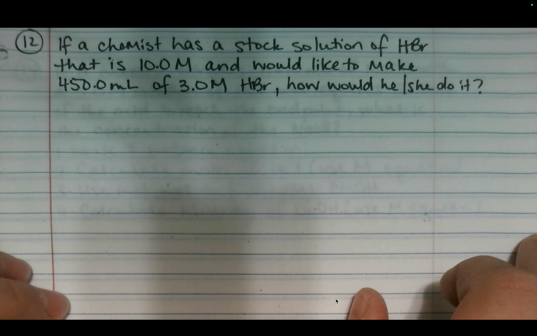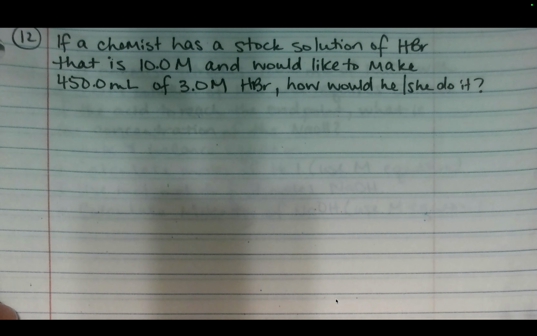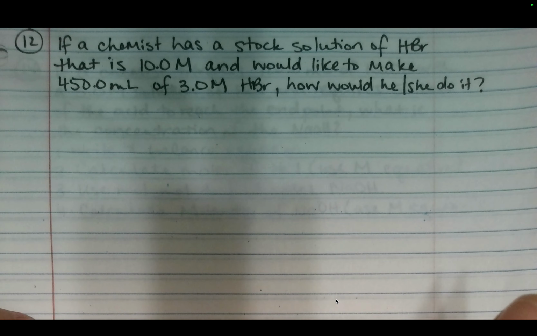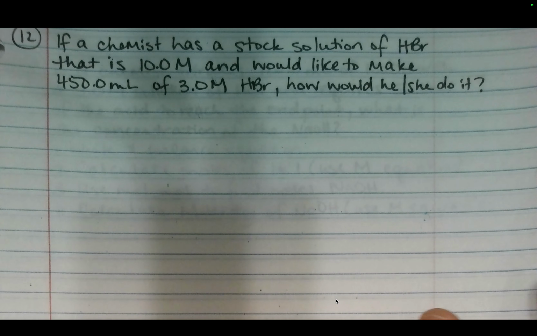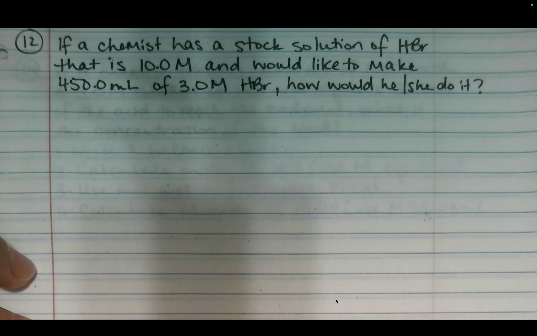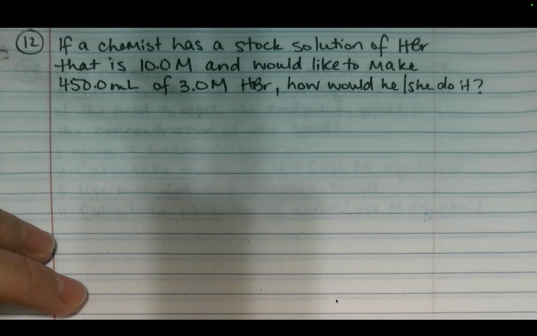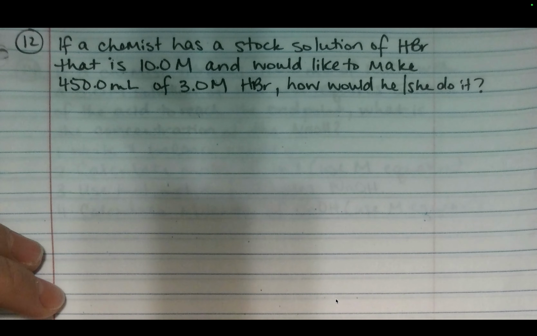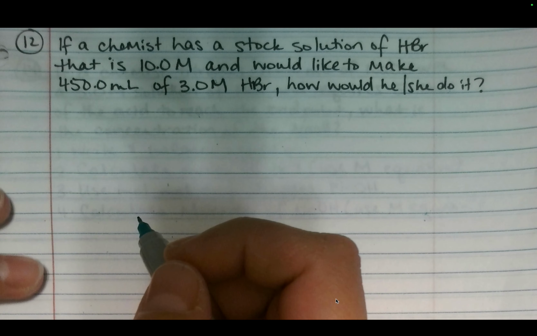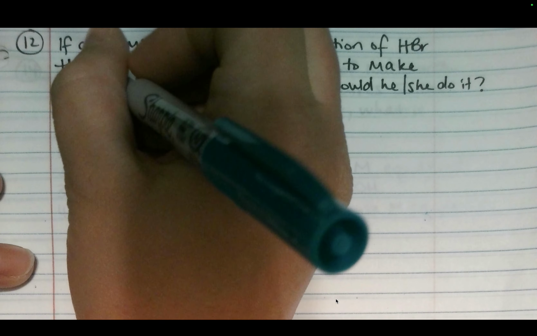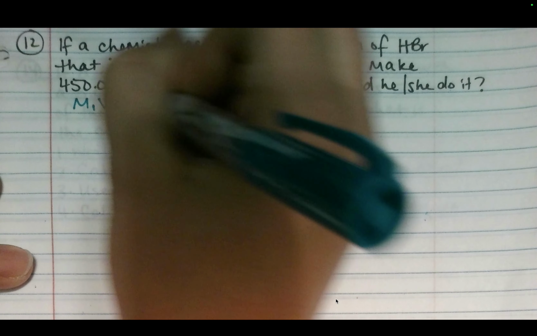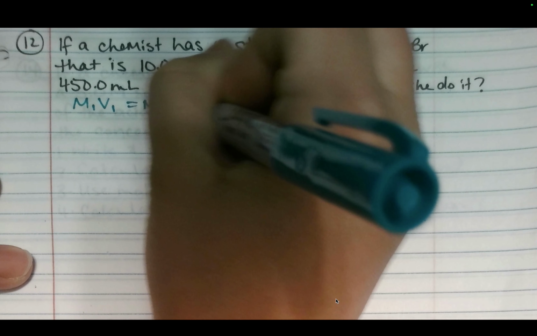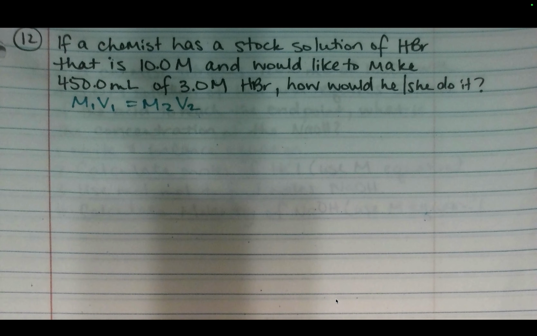Okay, 12. If a chemist has a stock solution of hydrobromic acid that is 10 molar and would like to make 450 mL of 3 molar hydrobromic acid, how would he or she do it? So anytime we're talking about a stock solution and making a weaker solution, or if I have a weaker solution and I want to know stuff about my stock solution, that's always going to be your dilution equation, which is M1V1 equals M2V2.